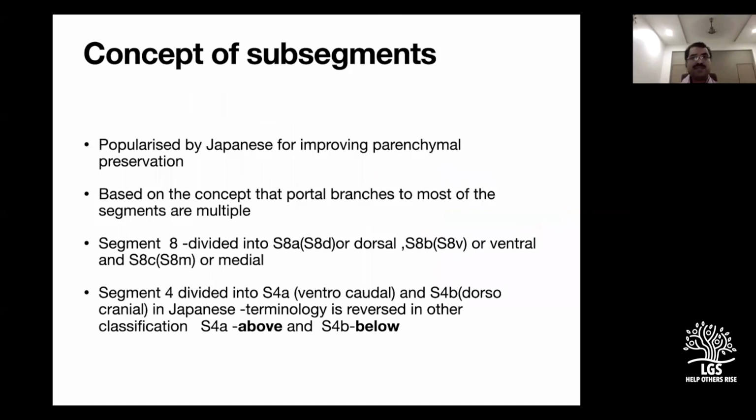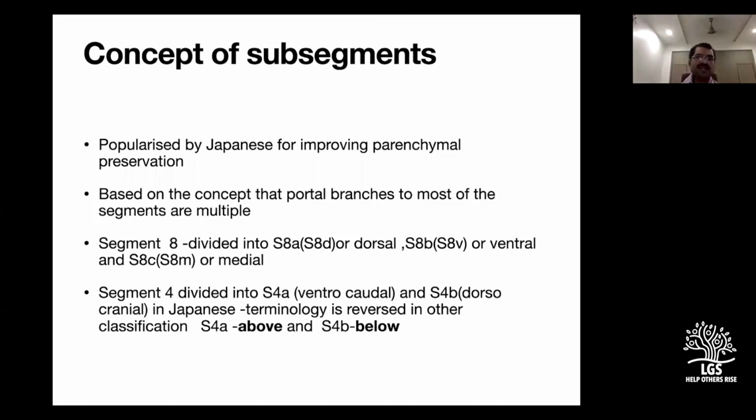So there is the concept of subsegments, because some of these segments are of larger size. For improving parenchymal preservation, they identified the subsegments. So segment 8 is divided again into 8A, B, and C, or otherwise called segments 8D, B, with a separate portal pedicle to these segments. Because if we consider the anatomy of segments, we think that there is only a single portal vein entering a segment. It is not correct. It may be a single portal vein to begin with, but it will form 3 pedicles to supply part of a segment. Based on this, they have divided the liver into individual subsegments.